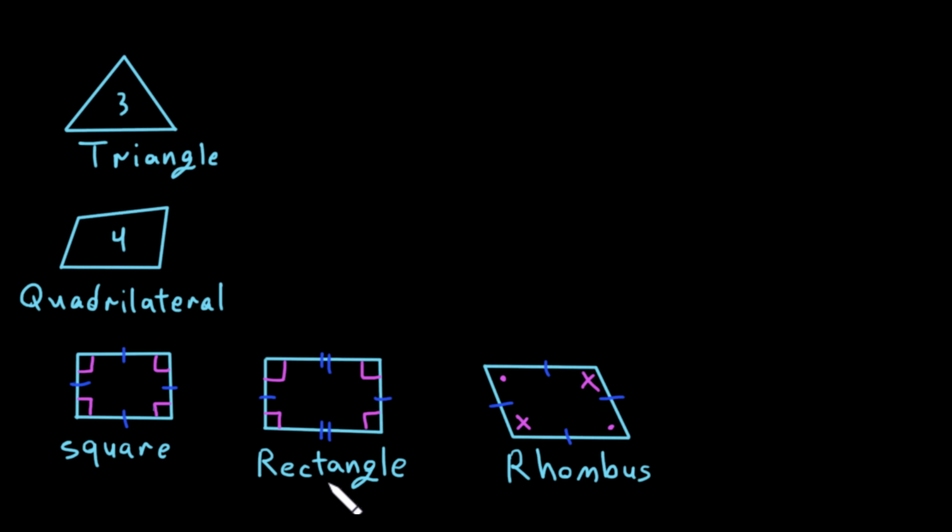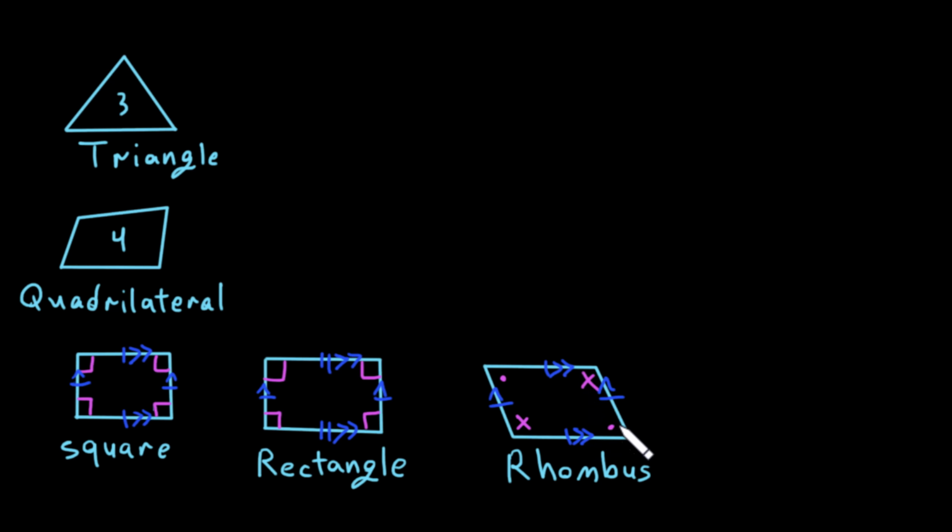Also, a square, rectangle, and rhombus have parallel opposite sides. I will change the color. This one is parallel to this one. I will draw it like this. And this one here is parallel to this one. So this side is parallel to this side, and this side is parallel to this side. And the same thing here, I will put two symbols here like this, and this is parallel to this one.